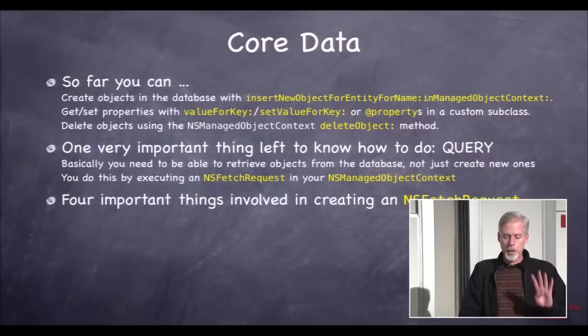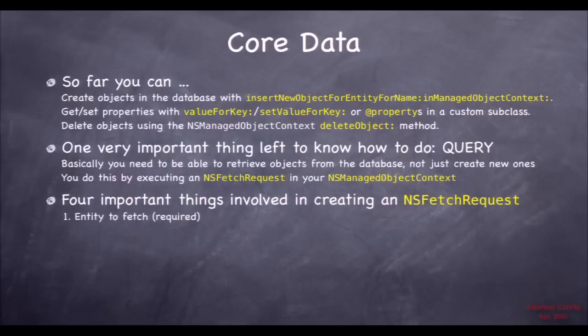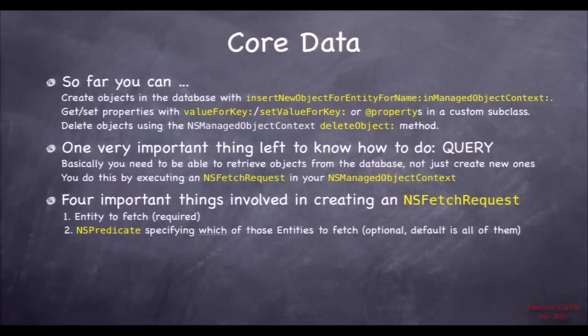So there are 4 important things to know when you're creating a fetch request. One, you have to specify the entity you're going to fetch, and a predicate which says which objects in the database you want.